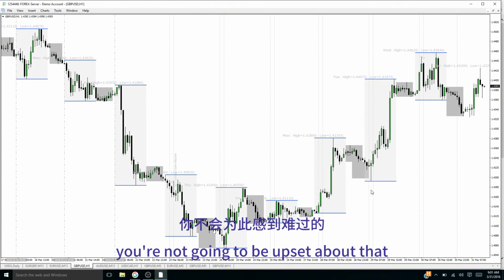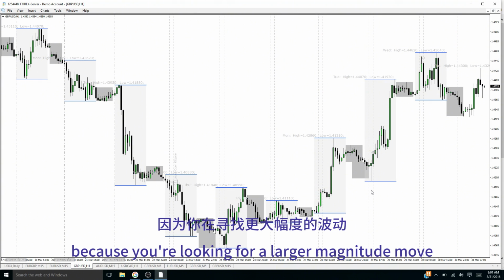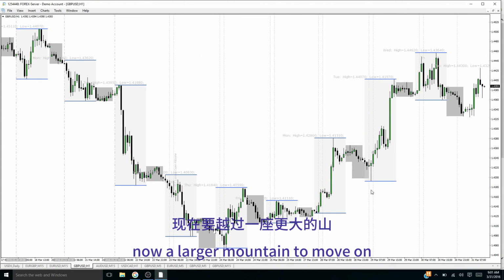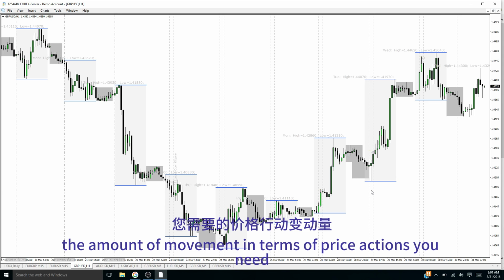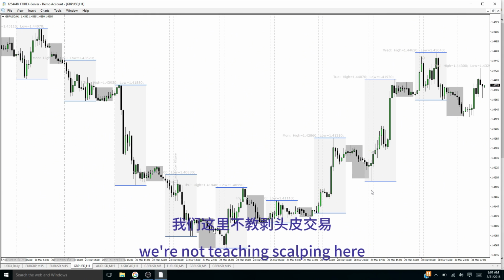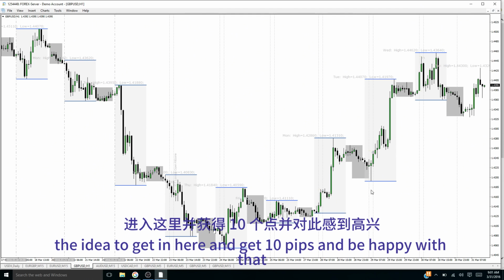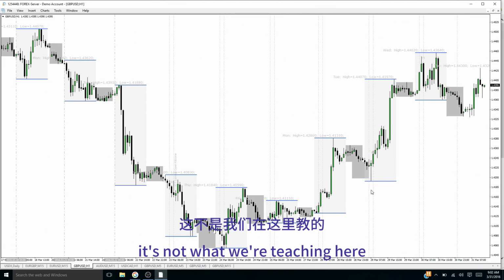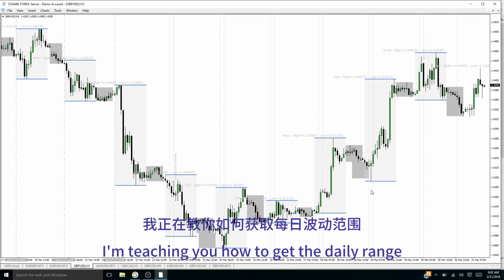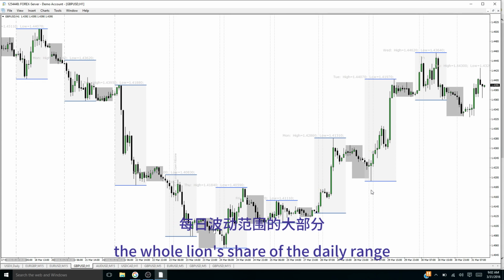You're not going to be upset about that, because you're looking for a larger magnitude move. Now, a larger magnitude move on the daily range is going to be essential for you to have the amount of movement in terms of price action you need. We're not teaching scalping here. We're not giving the idea to get in here and get 10 pips and be happy with that and run along and be sharing it on forums. It's not what we're teaching here. I'm teaching you how to get the daily range, the whole lion's share of the daily range.